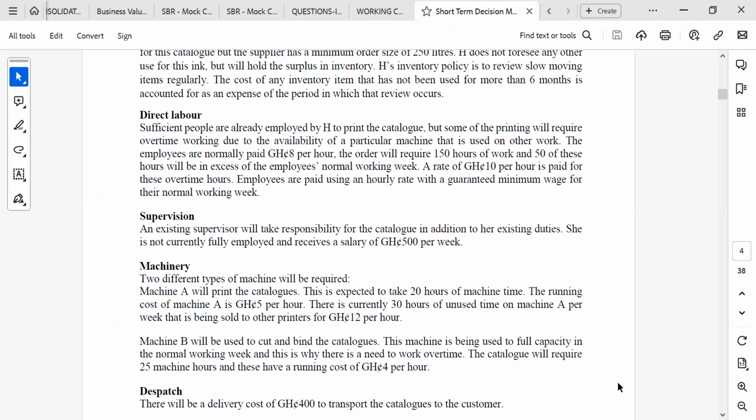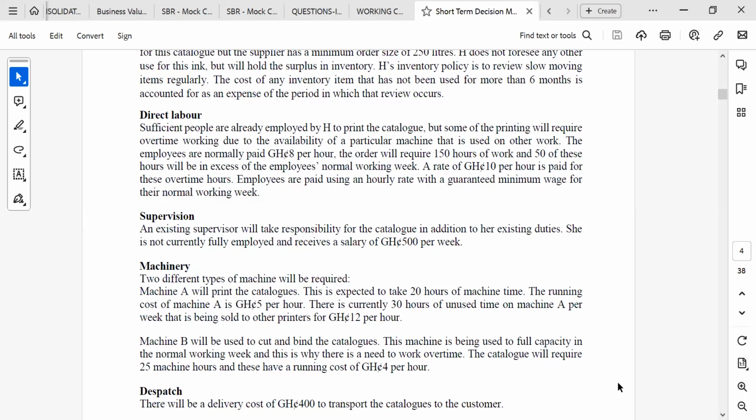Okay, supervision. An existing supervisor will take responsibility for the catalog in addition to her existing duties. She is not currently fully employed and receives a salary of 500 per week.